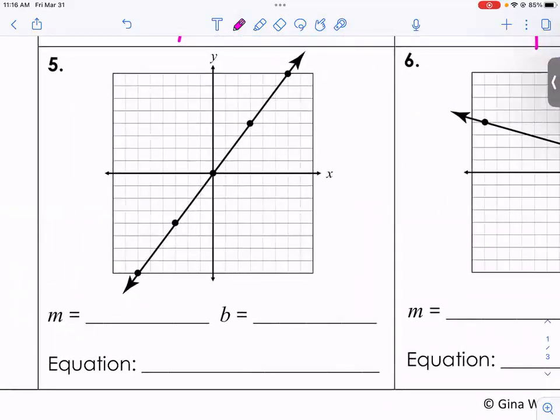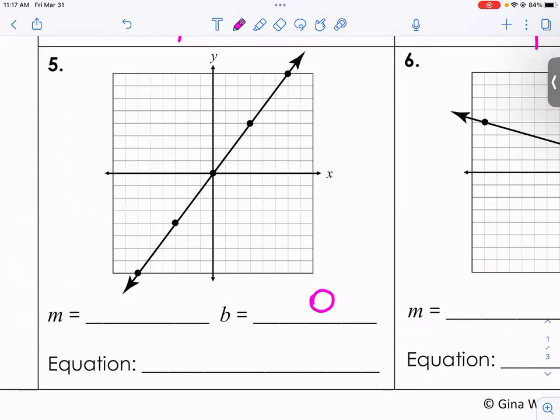Yes, you will get points taken off if you don't reduce. Okay, now number 5 is interesting. Number 5 is interesting. What is our y-intercept? 0. Oh, it's 0. Interesting.